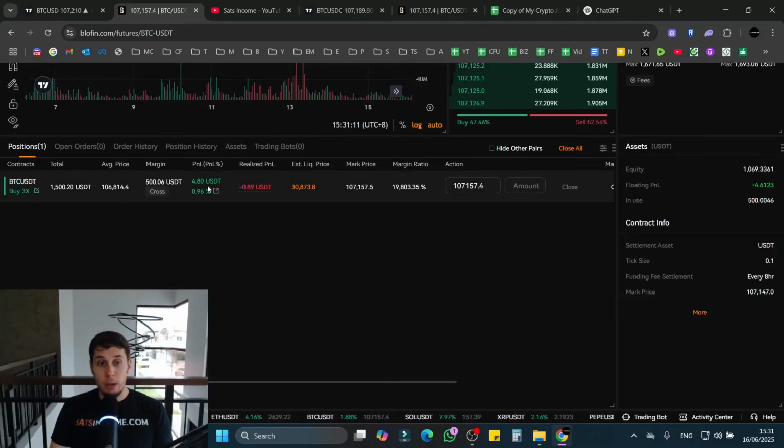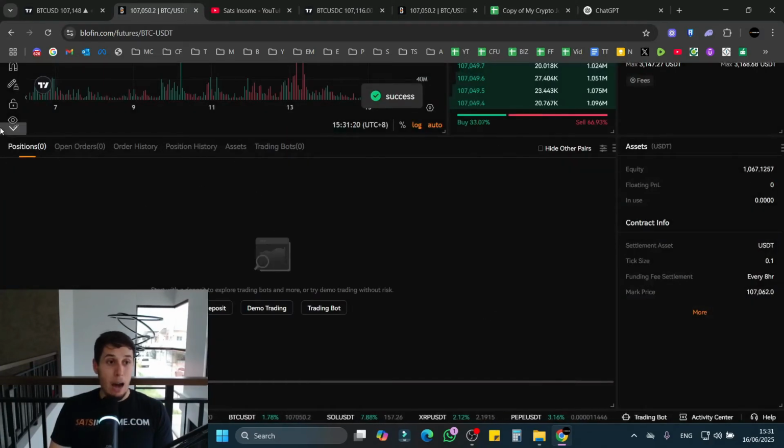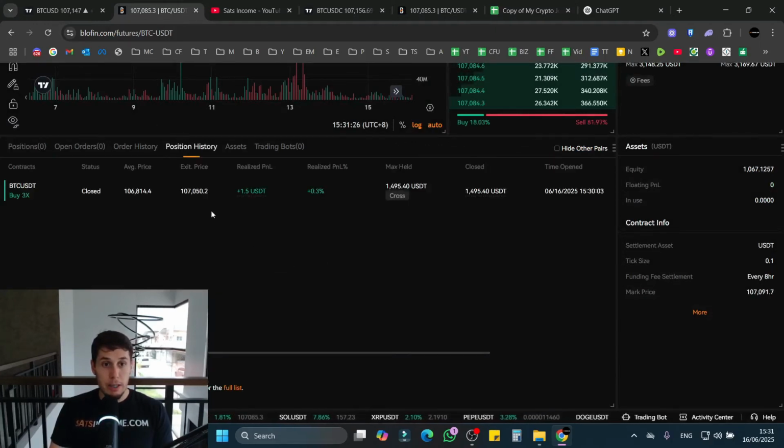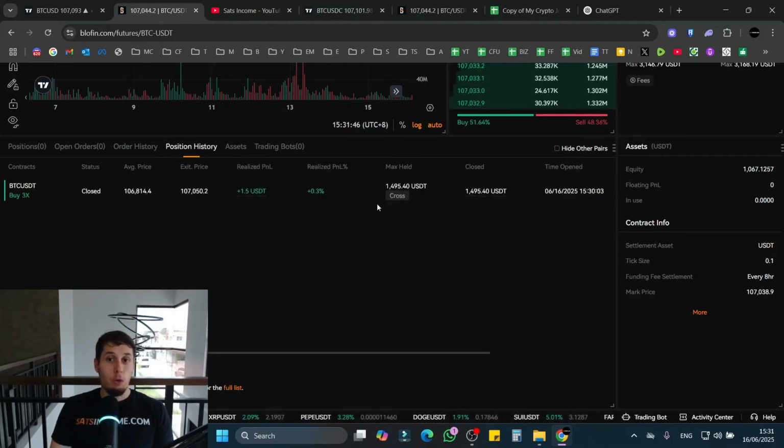So if I close this right now, you see we actually have a decent profit so far. If I close this trade right here, now is the time when I'm not going to be paying funding anymore, when the trade is closed. And also, if we go to the position history right here, we can see the trade in the position history. We can see it also in the order history. For opening and closing this trade, I also paid trading fees. I pay trading fee when I open the trade, and I pay trading fee when I close the trade.